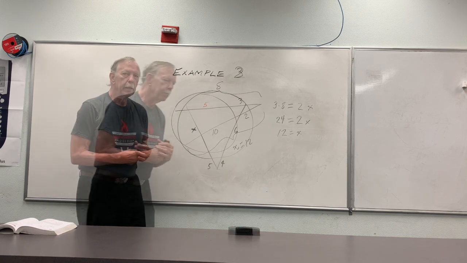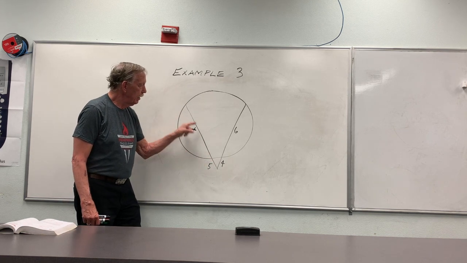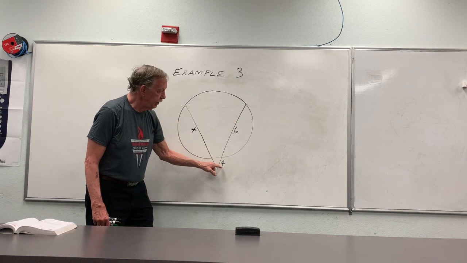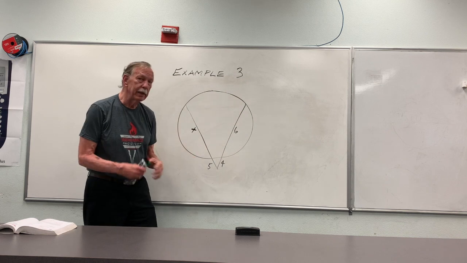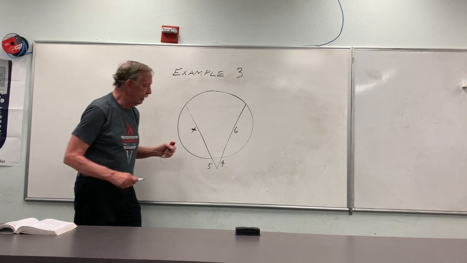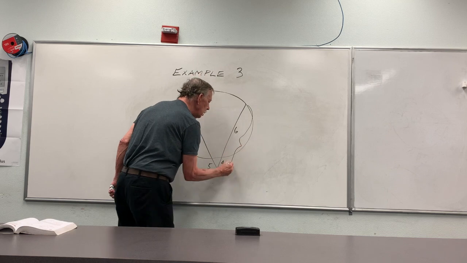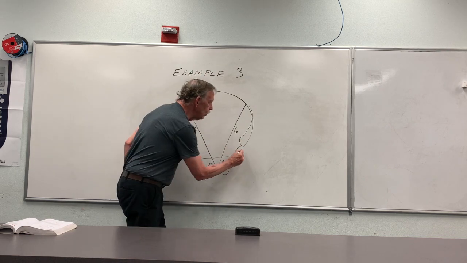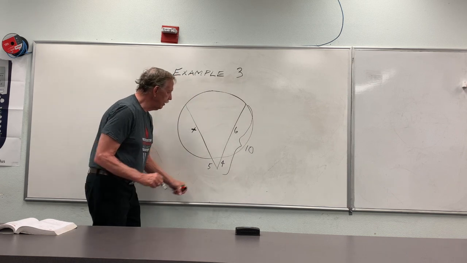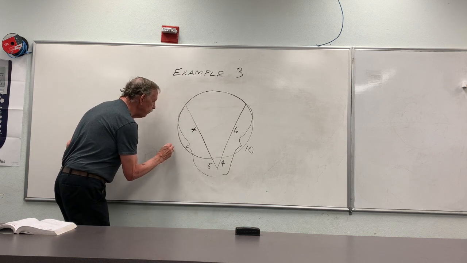Let's do one more. In example 3, we're given that the little piece is 5, the piece inside the circle is x. On this secant, the little piece is 4, and the piece inside the circle is 6. We need an intermediate step here. The whole secant is going to be the sum of those two, 10. And the whole secant here is going to be 5 plus x.